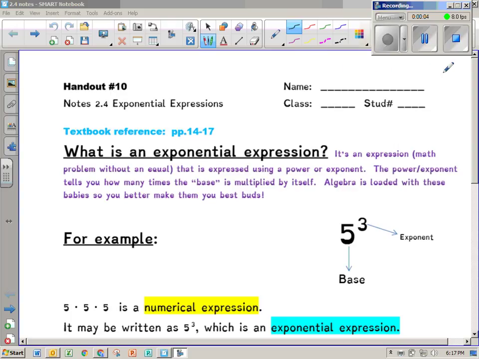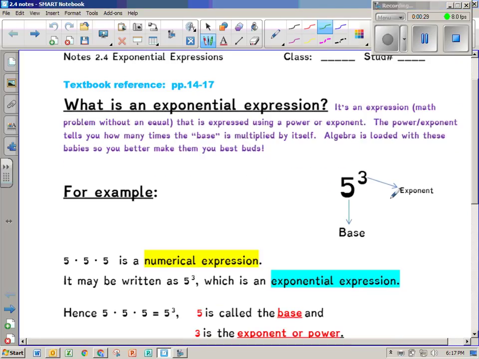Good evening. We're about to start talking about exponents. Exponents is a really big idea in algebra, and you use them a lot. So we want to get familiar with just some of the basics today. So you've got your handout number 10 in front of you now. Let's just take a look at some of the terminology going on.